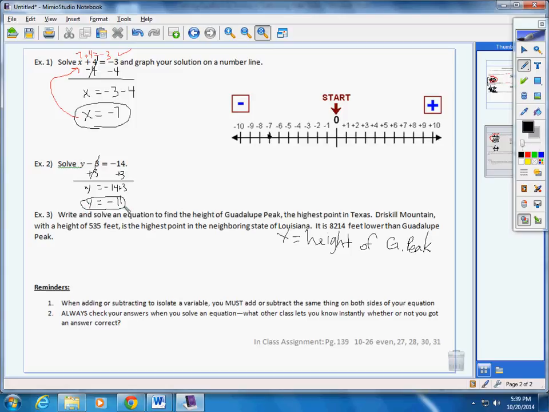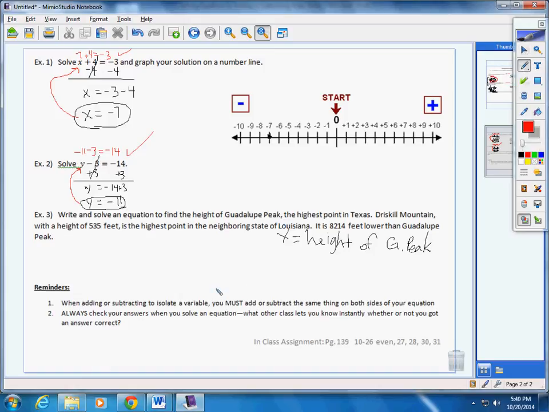Hopefully by now you know how to check that. You're going to take it all the way back to your original, and you're going to say negative 11 minus 3 equals negative 14. And hopefully you can tell, since you know how to add and subtract integers, that that does check. So that means you have the right answer, the only answer that makes this equation true. y is negative 11.